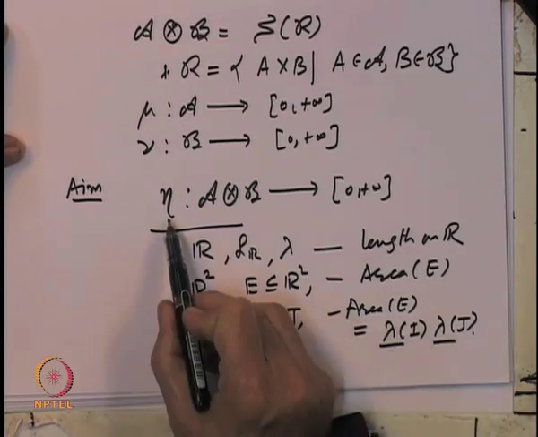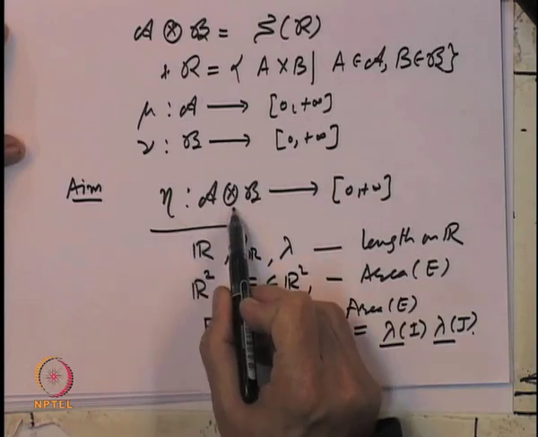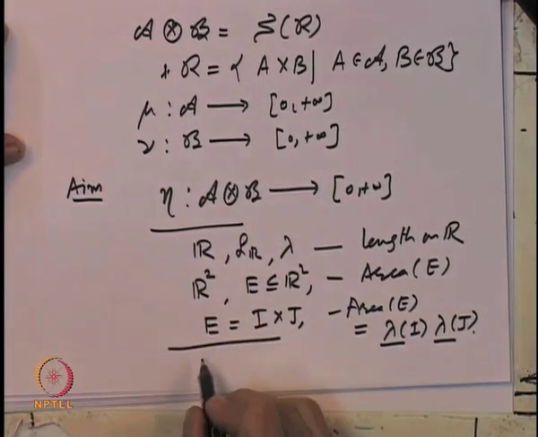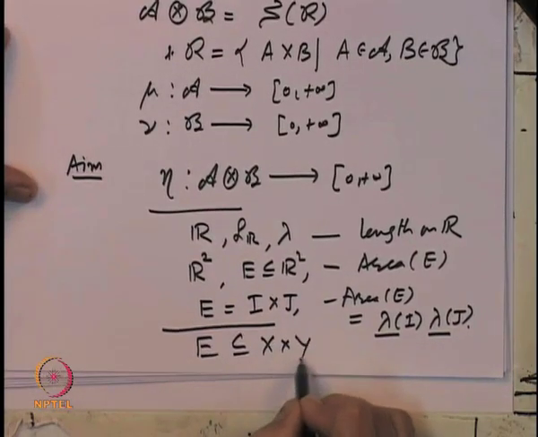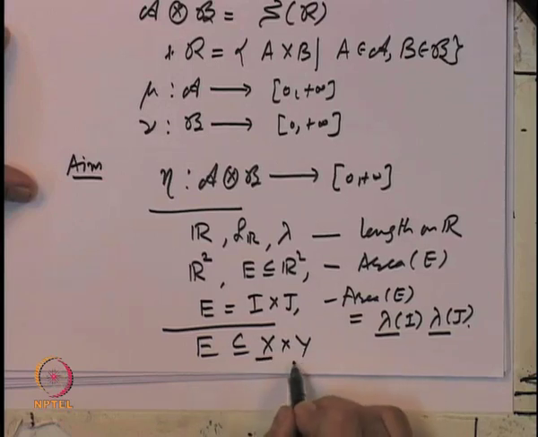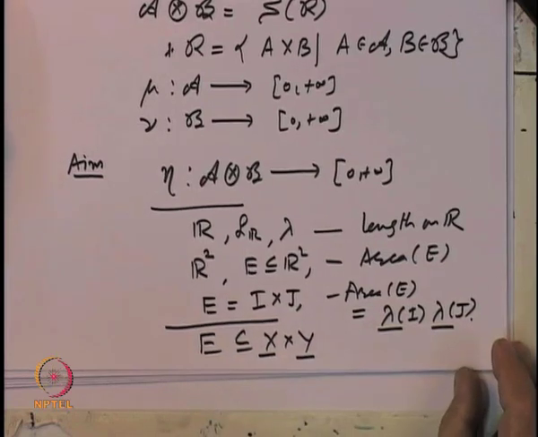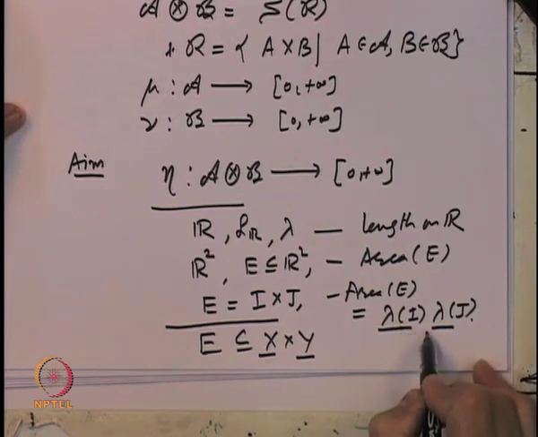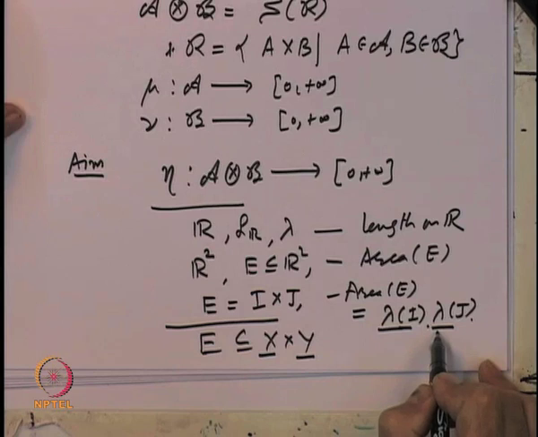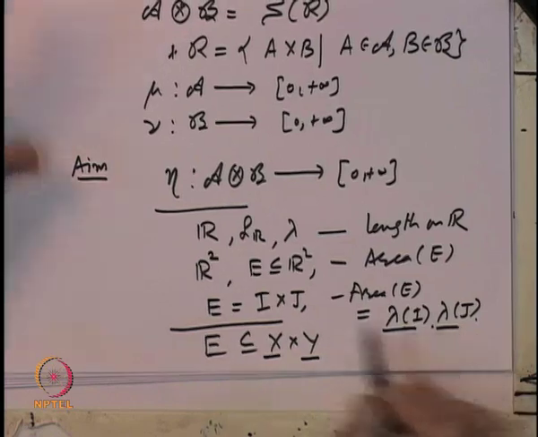So, if we have sets in X cross Y, in general if E is a set in X cross Y and we have a notion of size here and a notion of size there, then we would like to define the notion of size for subsets E in X cross Y. And for sets which are nice, which are very simple to describe, we would like to put it as the product of the length into breadth.